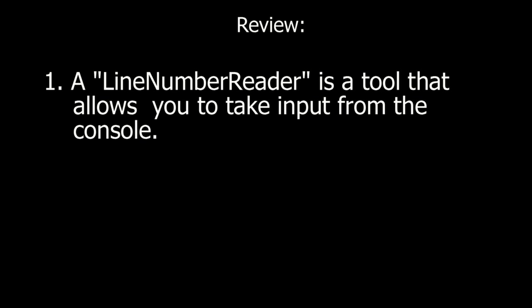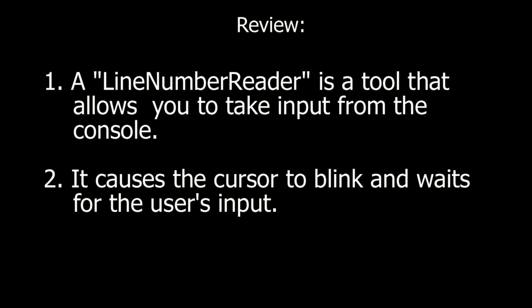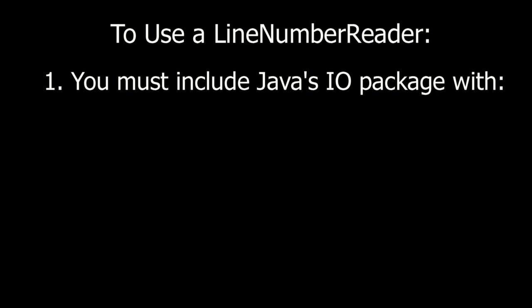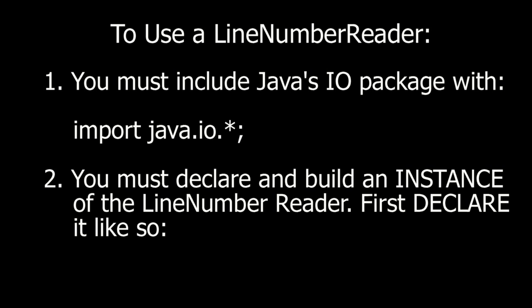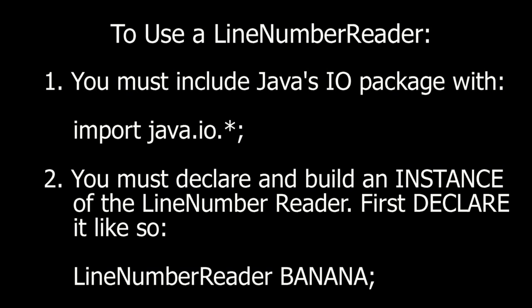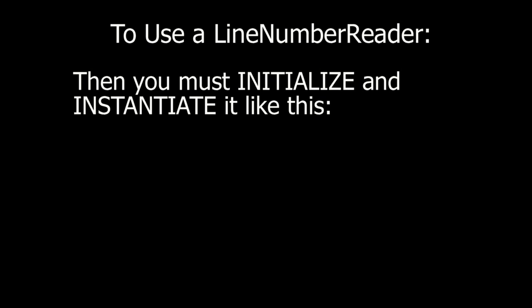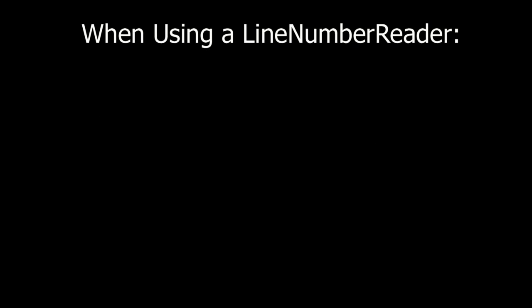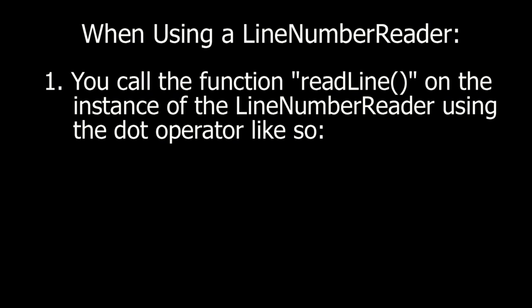Review. A line number reader is a tool that allows you to take input from the console. It causes the cursor to blink and waits for the user's input. It always returns data to you in the form of a string. To use a line number reader, you must include Java's I/O package with import Java I/O. You must declare and build an instance of the line number reader. First declare it like so, line number reader banana. Then you must initialize and instantiate it like this, banana assignment operator, new line number reader, new input stream reader, system in.